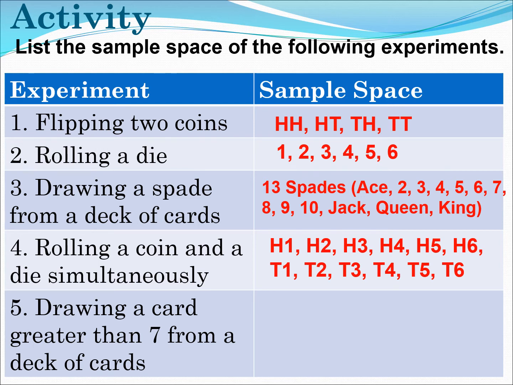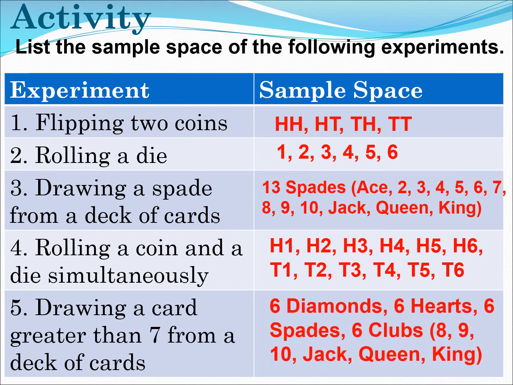Last one, let's have drawing a card greater than 7 from a deck of cards. When we say greater than 7, what are the numbers from the deck of cards greater than 7? Higher than 7. So we have 8, 9, 10, Jack, Queen, and King. We have 6 pieces greater than 7. And how many symbols do we have? We have 4. So the answer is 6 diamonds, 6 hearts, 6 spades, and 6 clubs. These 6 are 8, 9, 10, Jack, Queen, and King.